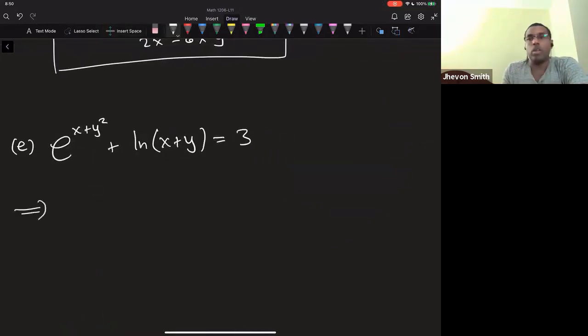Same thing here. Gonna go through, differentiate both sides. All derivative rules apply. So we're just going to do the rules the same way, just that if we're differentiating a y, multiply by y prime. So how do you differentiate e to something? It's the derivative of the power times the original function. What's the derivative of the power? Well, derivative of x is 1. Derivative of y squared is 2y prime.